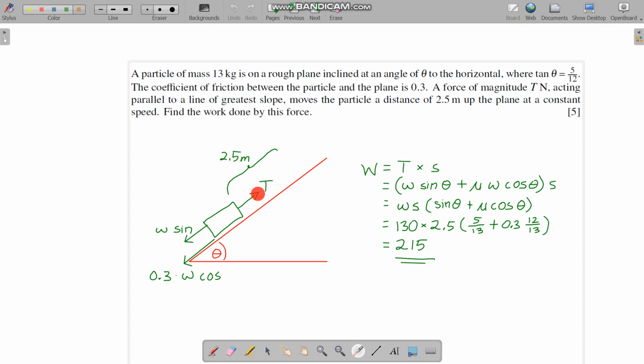Since this engine force is equal to the W sine plus mu W cos, you can replace the T with this. Work is the force times distance. We can simplify things, plug in, use a calculator, we get the final answer.